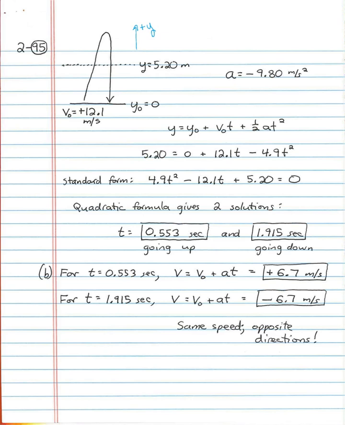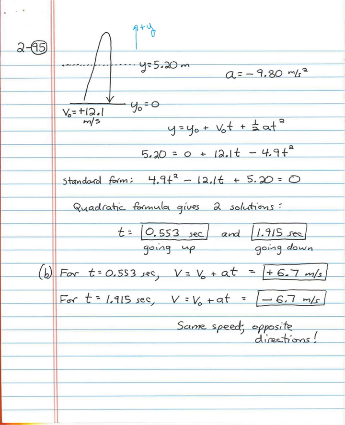Number 95 says, you throw a baseball straight up at 12.1 meters per second. Find the time when the ball is 5.20 meters above its launch point. Find the velocity at each time you found in part A.